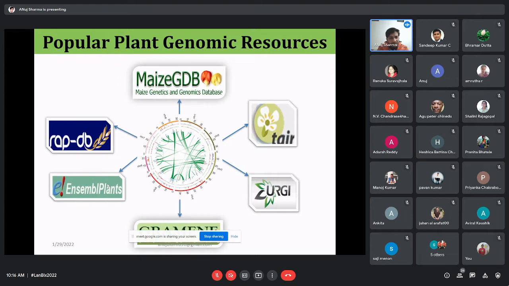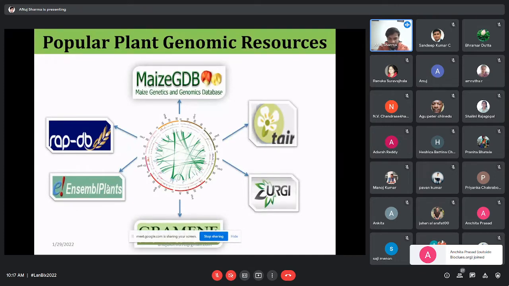RAP-DB is dedicated to the Rice Annotation Project. If you are interested in rice, then you can utilize RAP-DB. And MaizeGDB is dedicated to providing information about maize genetics and genomics. You can access it for the identification of genes, and you can download data for the prediction of molecular markers and other things, and QTL mapping as well.